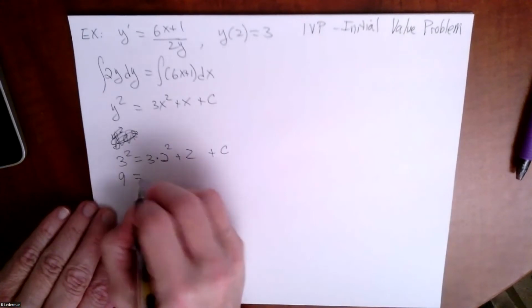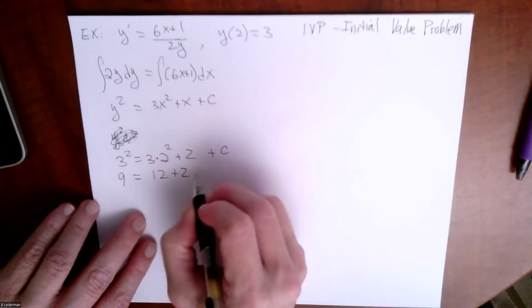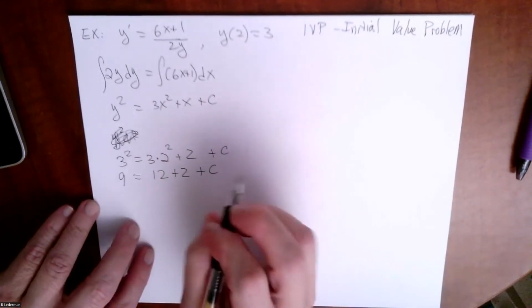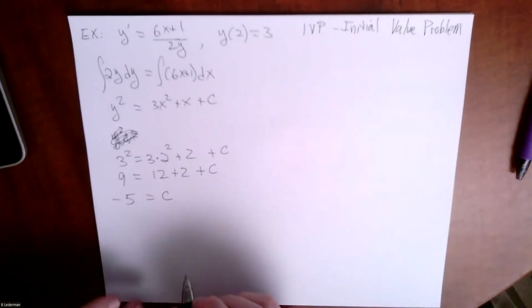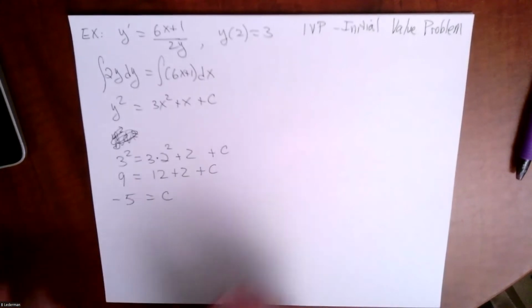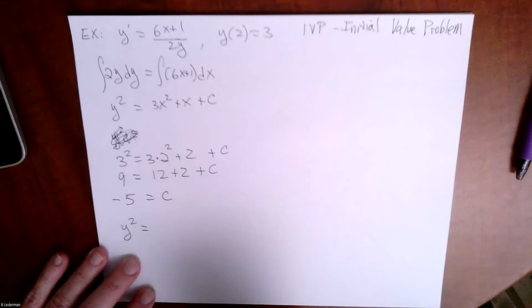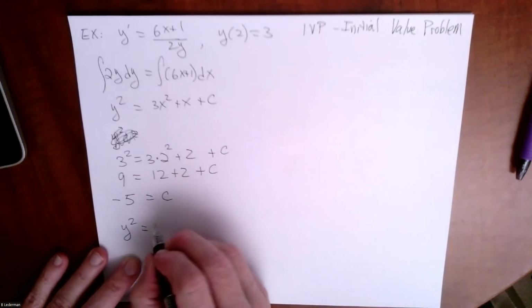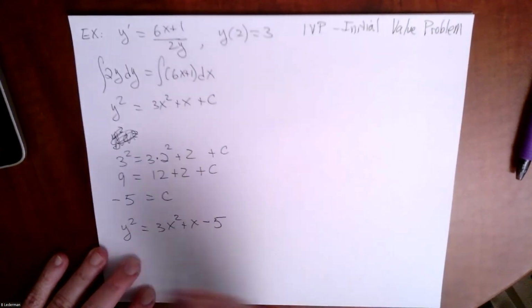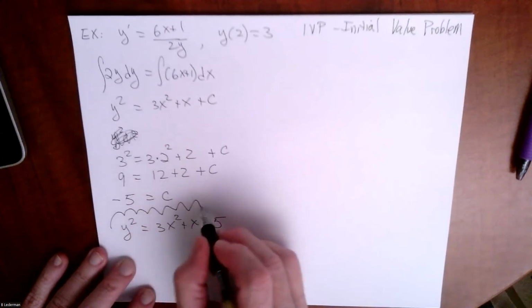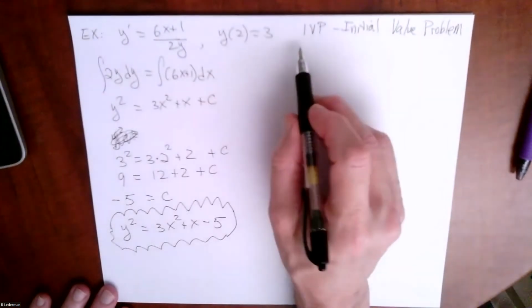So that's 9 equals 12 plus 2 plus c, which is 14. So -5 equals c. So my solution now to the IVP, the initial value problem, is specifically y squared equals 3x squared plus x minus 5. And this is my initial value solution. This is a solution to the specific case.